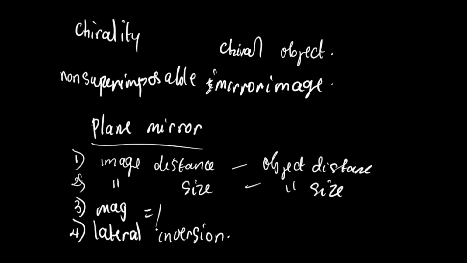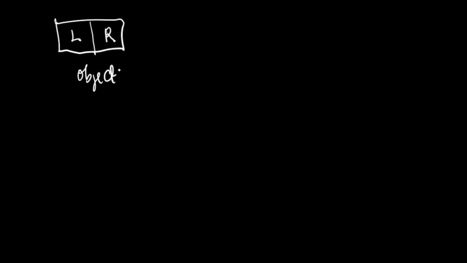Okay, now lateral inversion is a characteristic of images formed by plane mirror. Now, what exactly does this mean? If we have an image, take for instance, this is our image. We have our image like this, and for our image, this is the left and this is the right. Now, this would be our object. So this is our object, and then this is our plane mirror.